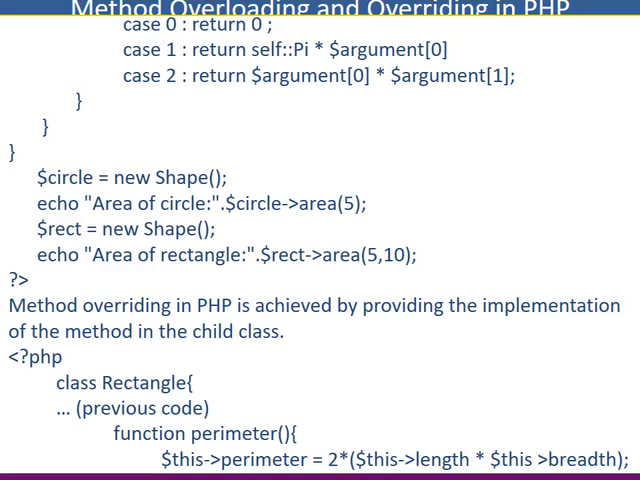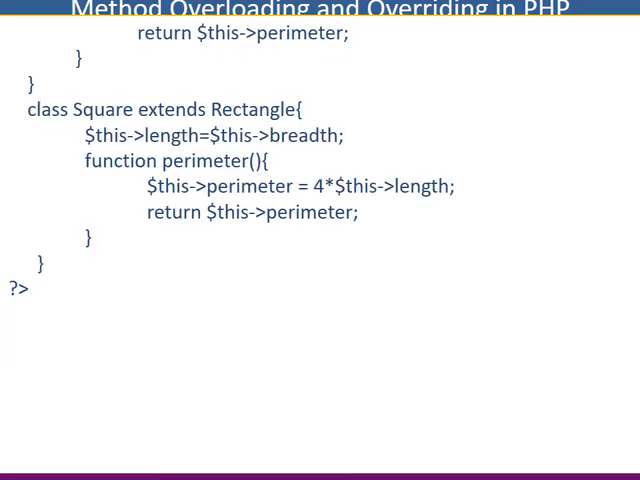So method overriding in PHP is achieved by providing the implementation of the method in the child class. So we'll be using the same code, the class rectangle as the parent class. So it has the function perimeter and returns the $this arrow perimeter. So we have the class square extend rectangle, which is the subclass. And we have the $sign this length equal to $sign this breadth, function perimeter. So we calculate the perimeter for the variable class.